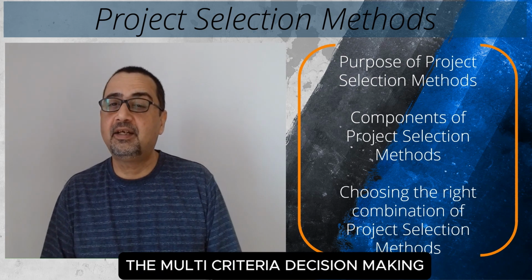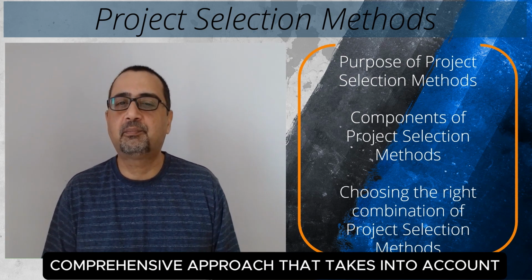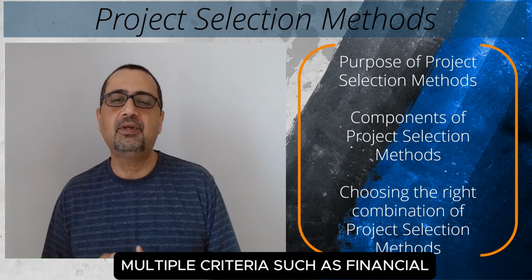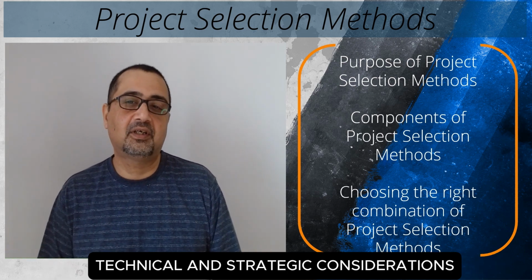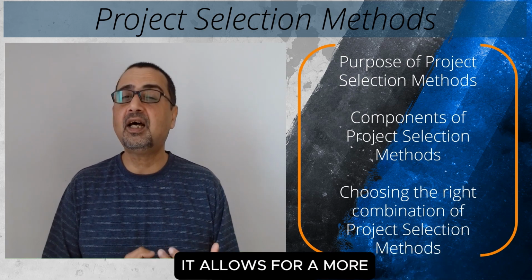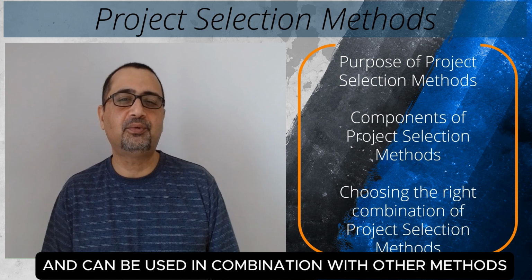The multi-criteria decision-making, or the MCDM method, is a comprehensive approach that takes into account multiple criteria such as financial, technical, and strategic considerations. It allows for a more thorough evaluation of projects' options and can be used in combination with other methods.